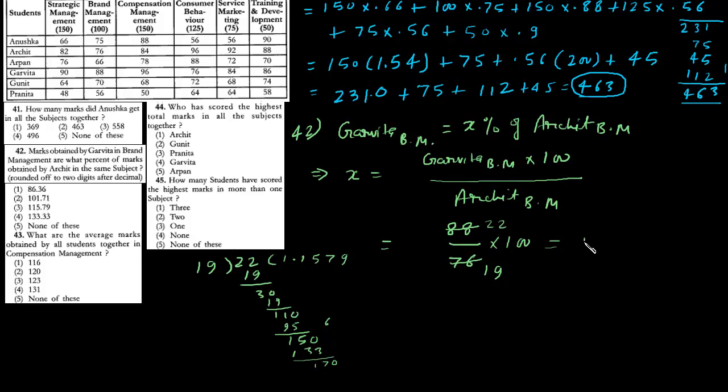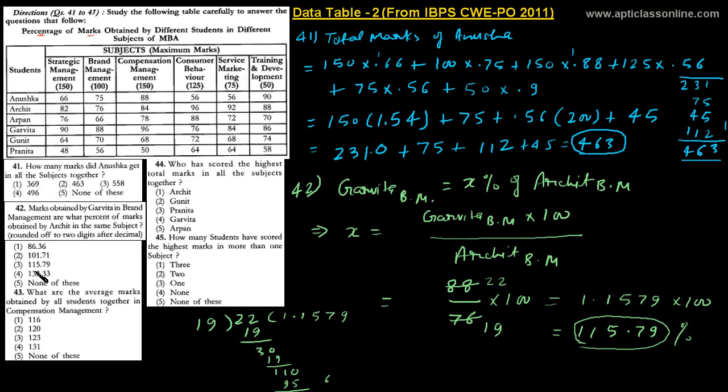So here we are getting actually 1.1579 into, and that will also be an approximate because it will be 1.1578 and something. So 115.79. So that is the percent, that is the correct answer. So option 3 is correct. So we will solve question number 43 to 45 in the next class.